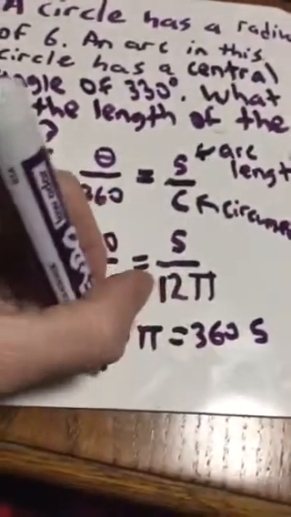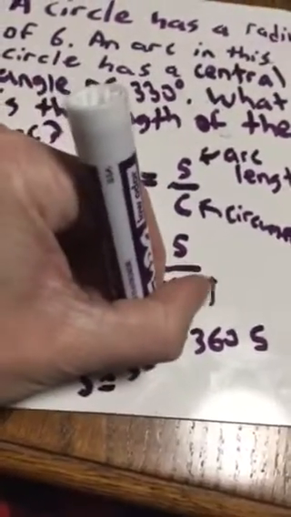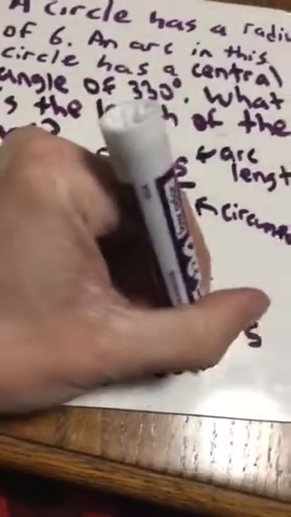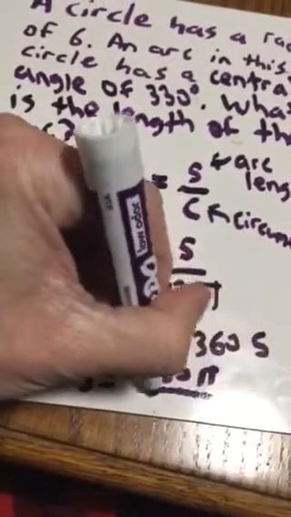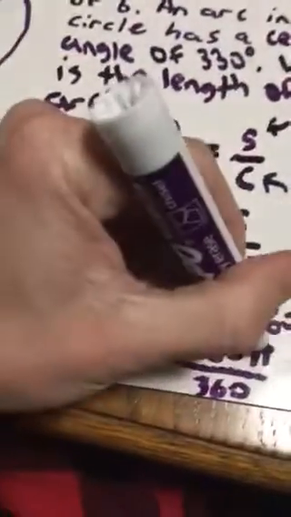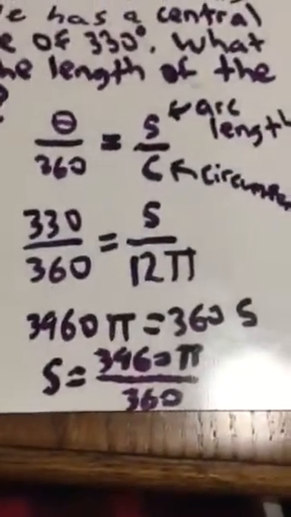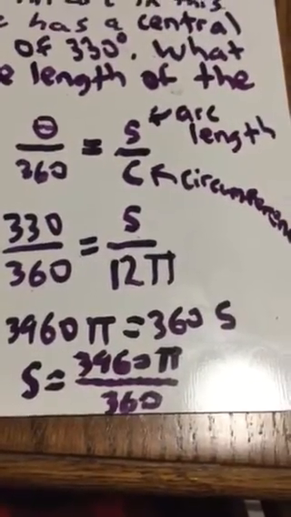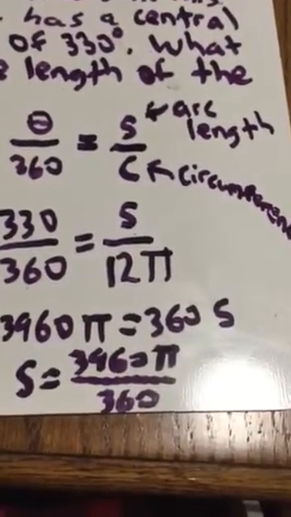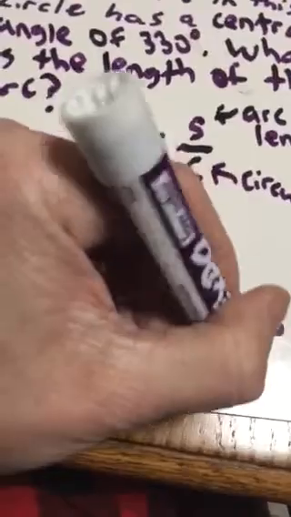So that means that S equals 3,960 pi over 360. And now when I calculated this, I just entered pi in as 3.14. They said you can do that in the problem, that's fine. So 3,960 pi, or 3,960 times 3.14 divided by 360 will give you your value for S.